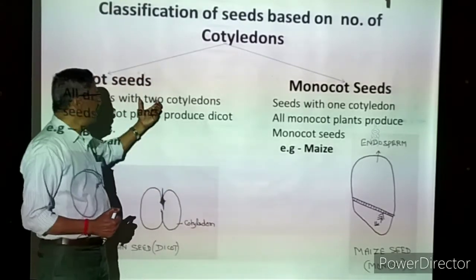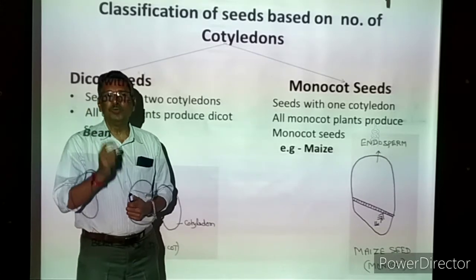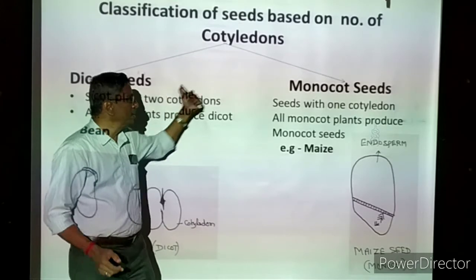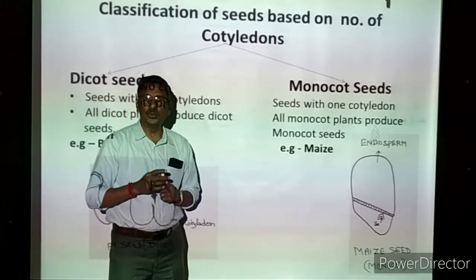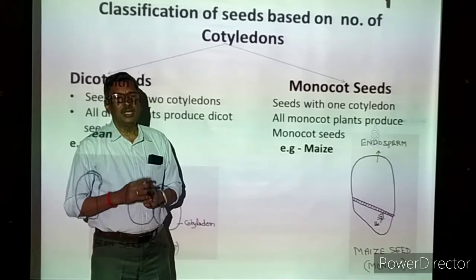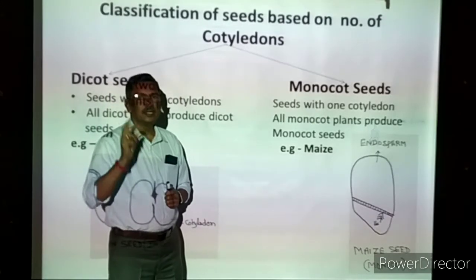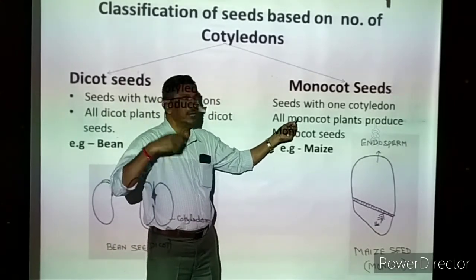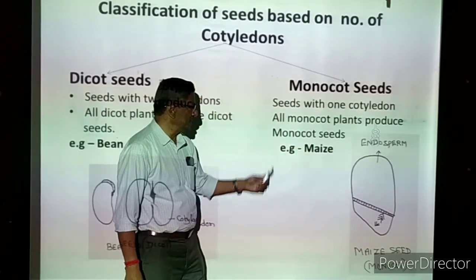Just like dicot, they have some characters. The root system of the plant will be fibrous root system. For dicot, taproot system. For monocot plants, it will be fibrous root system. Number two, the leaves are having parallel venation. If these two characters are there, the plant is a monocot plant. In future, when it is maturing, producing flowers, fruits and seeds, the seeds will be monocot seeds.